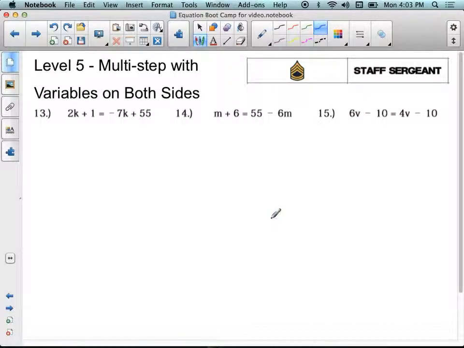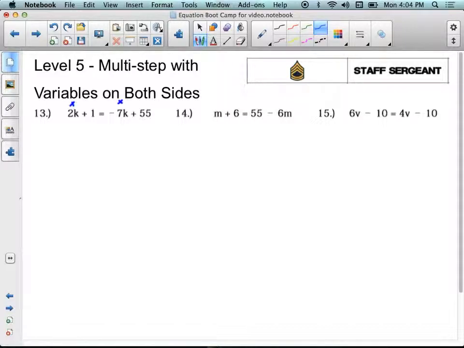So for number 13, what we have is 2k plus 1 equals negative 7k plus 55. What I'm going to suggest you do is first use addition or subtraction to get all of your variables on one side and all of your constants on the other side. So when I look at this, the one that I would like to move is the one with the smaller coefficient. I see a 2k and a negative 7k. Negative 7k is smaller than 2k because negative 7 is a smaller number than 2.